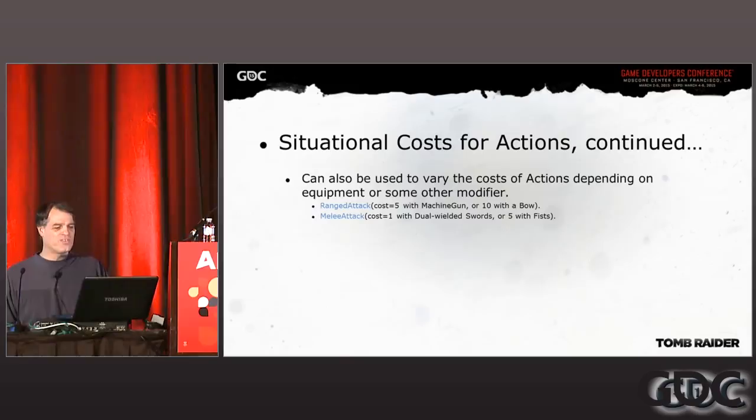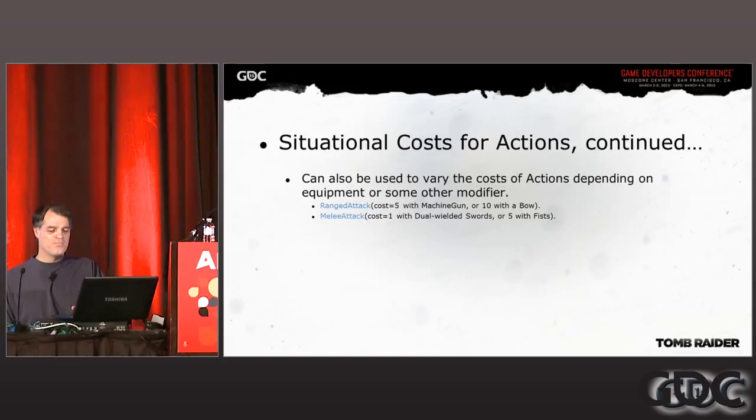It's also useful when you need to have different variations. So, for example, a ranged attack might be less expensive when I have a machine gun than when I have a bow. So when I have a machine gun equipped, I'm more likely to pick that action for my attack plan. The same goes for a melee attack. Maybe if I'm dual-wielding swords, it's very inexpensive, but if I only have my fists, it becomes more expensive so that I want to do it less often.